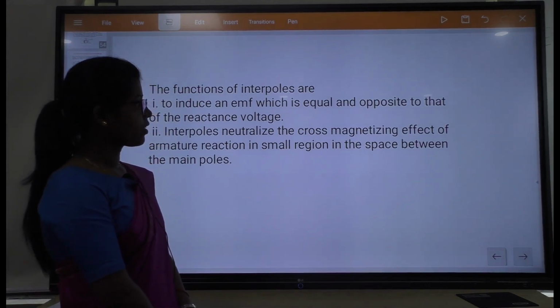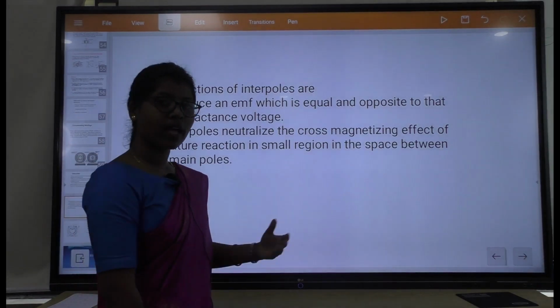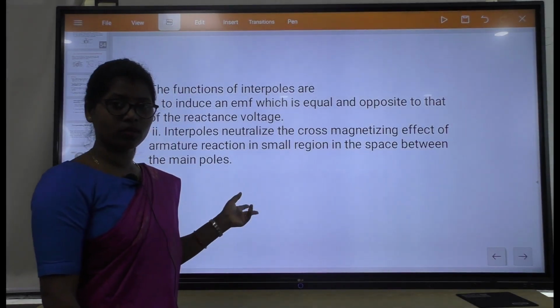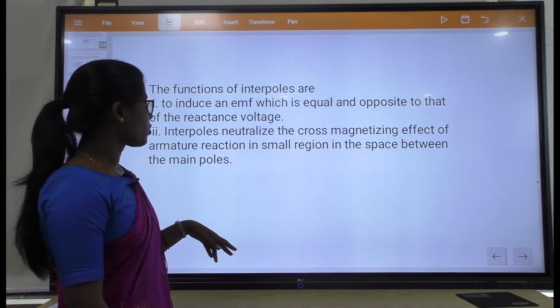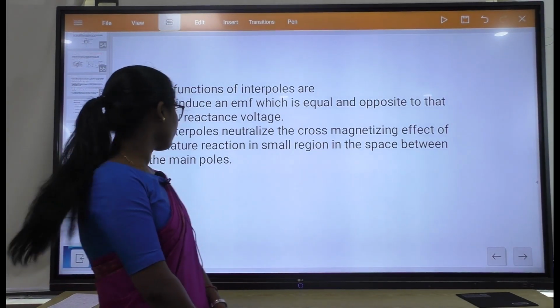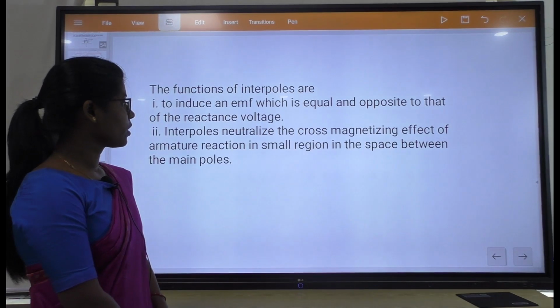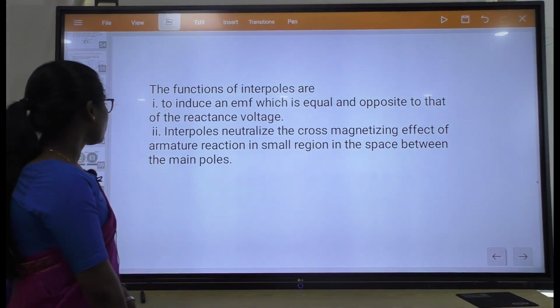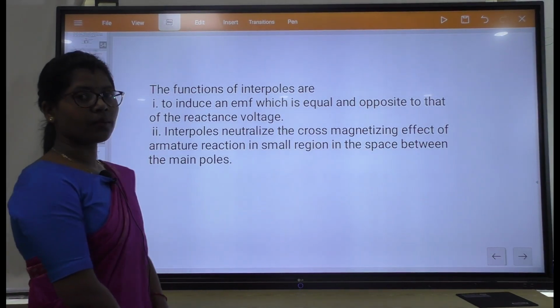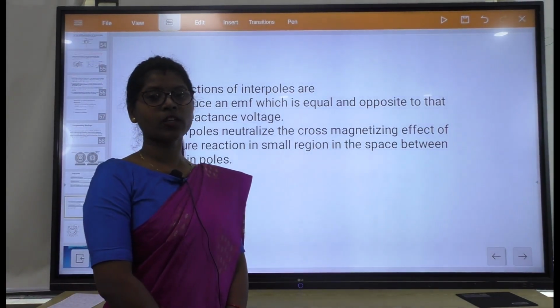So armature reaction has two effects, that is cross magnetizing effect and demagnetizing effect. So this interpole neutralizes the cross magnetizing effect of armature reaction in the small region in the space between main poles. So these are the solutions to overcome the adverse effect of armature reactions.